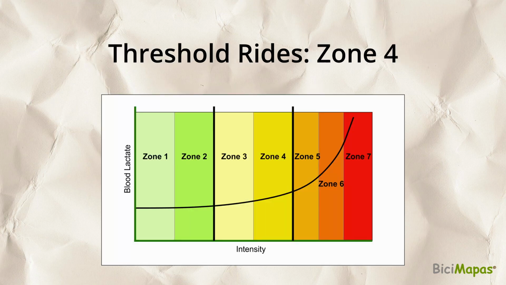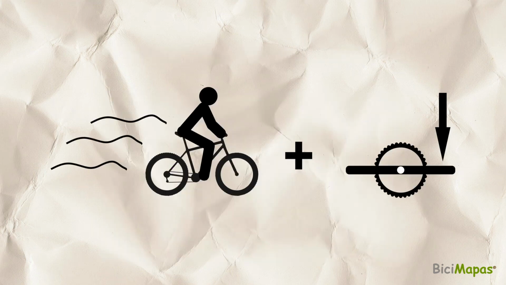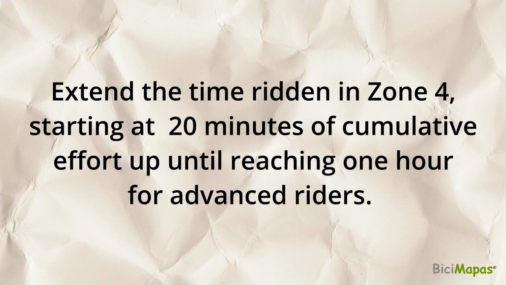Threshold rides are also part of the high aerobic system, done in zone 4, either power or heart rate. They also develop the advanced muscular endurance ability by combining the basic abilities of force and endurance. The target is to extend the time ridden in zone 4, starting at 20 minutes of cumulative effort up until reaching 1 hour for advanced riders.